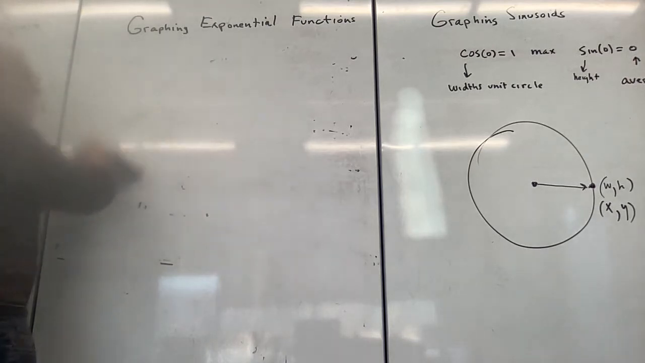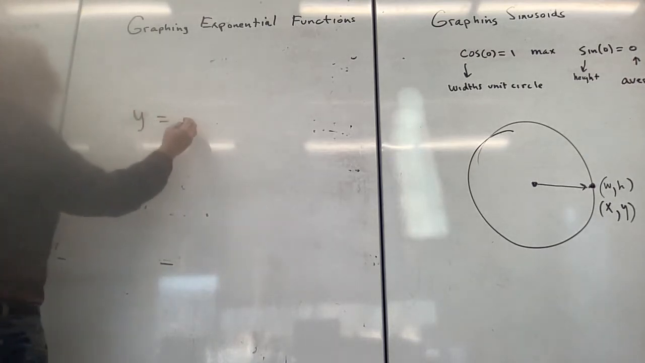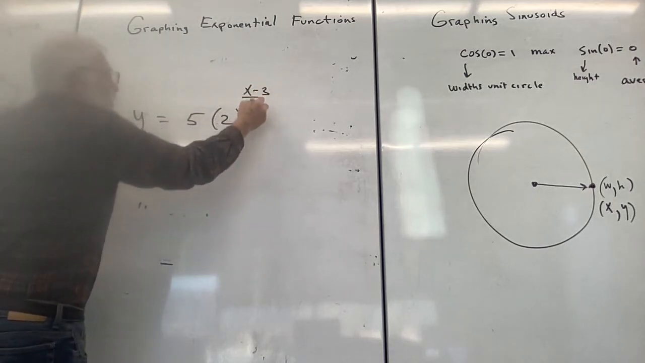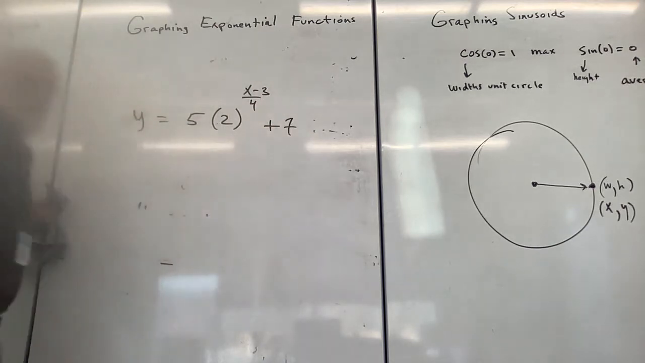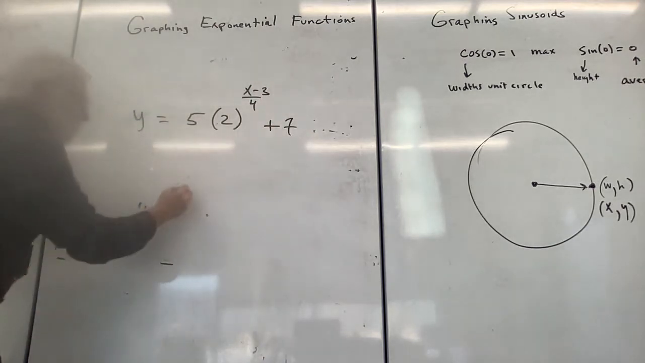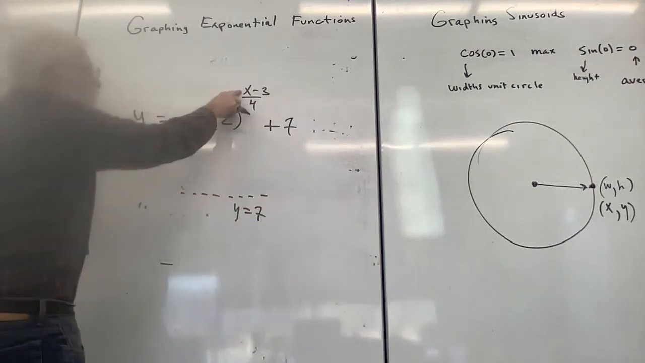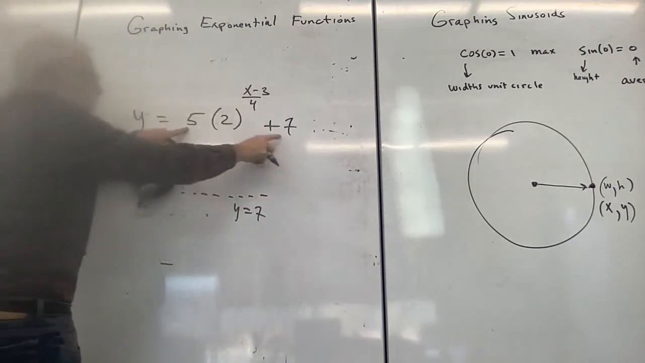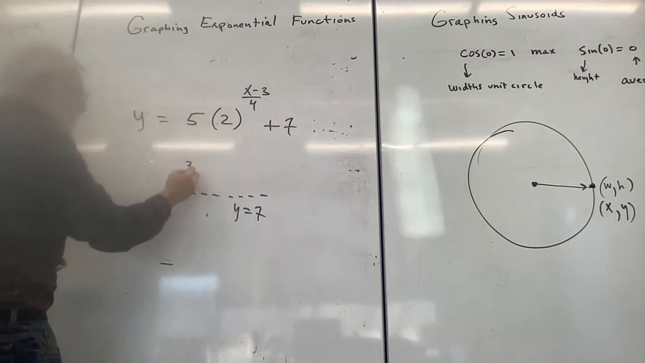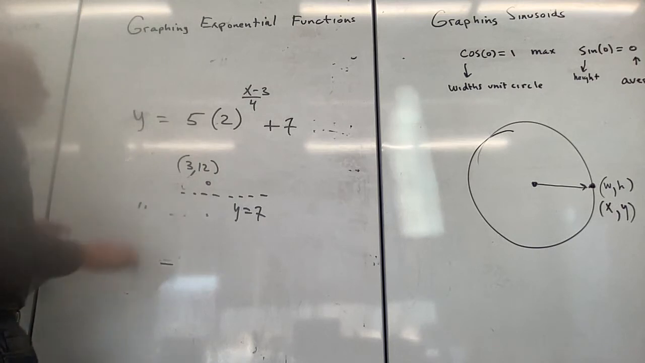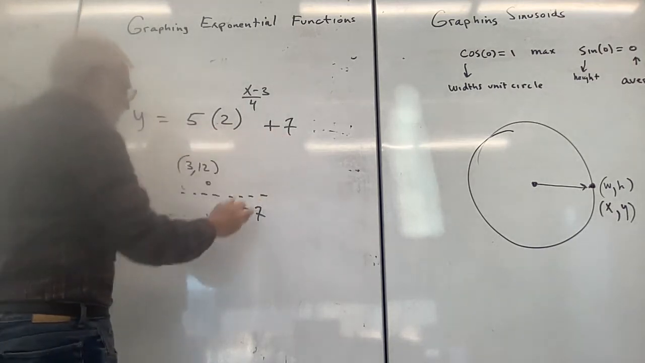Oh, let's graph one. Let's graph y equals 5, 2 to the x minus 3 over 4 plus 7. Okay, y equals 7. I see that if I put a 3 in, I get the initial amount plus 7, which is 12. So 3 gets me 12. Then I know the next time I'm going to get 17 out of this.